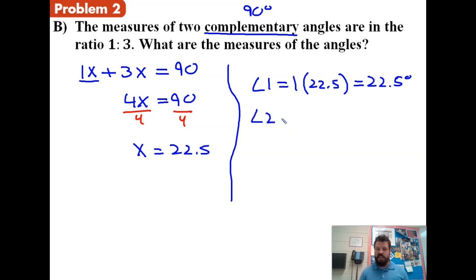And the same idea for the second angle. That's going to be 3 times the x. So 3 times 22.5, which will give me 67.5 degrees. Again, we could check that by making sure these two add to 90, which they will. And if I find the ratio of 22.5 to 67.5, I'd find that it's 1/3, okay, or 1 to 3 like we started off with.